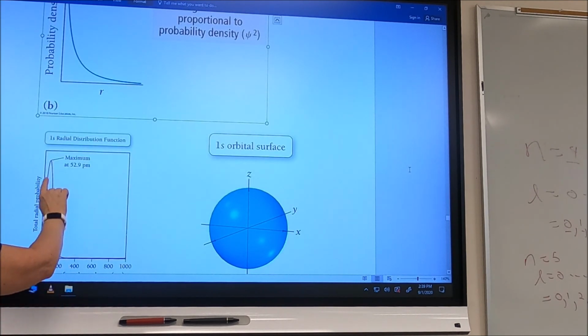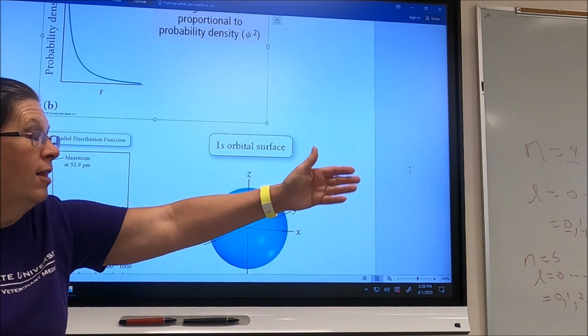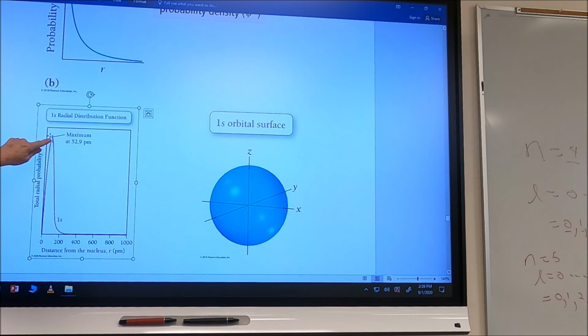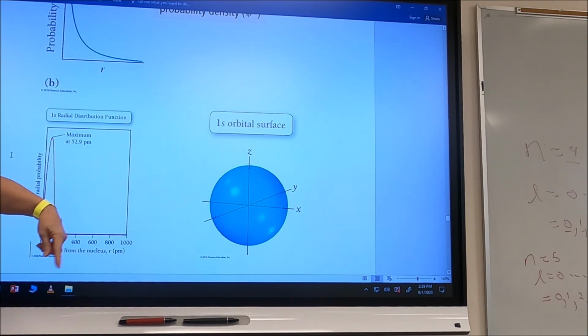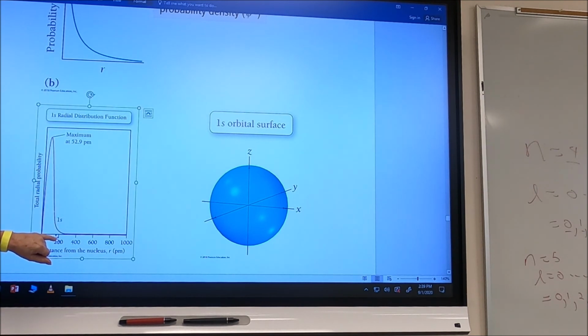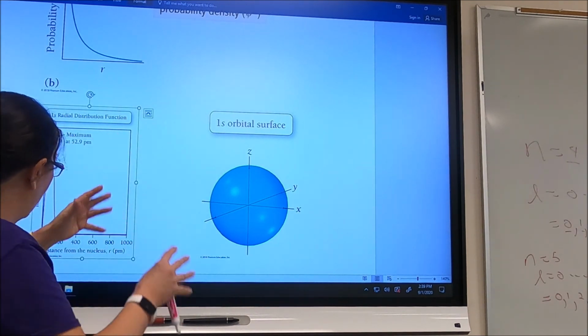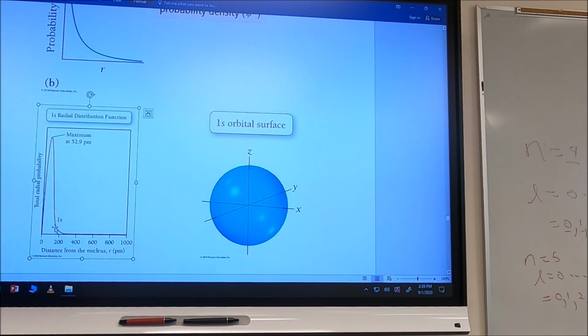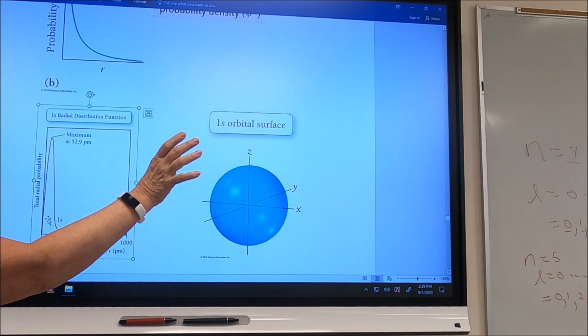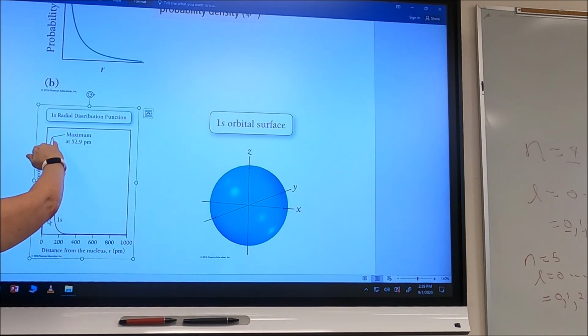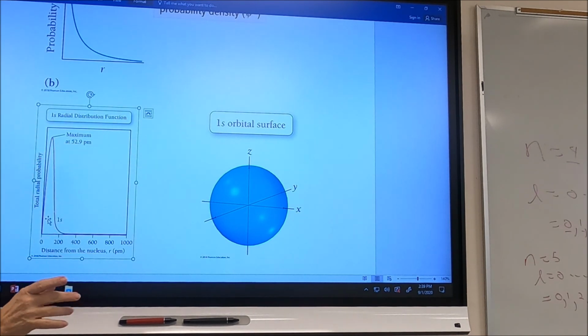Very good. In this second graph, what they've done is a radial distribution. So instead of taking a straight line out, they have given you the density at circles. So if I'm at a distance 200 picometers from the nucleus and I add up everything on the spherical surface there, that's what the probability density is. Notice that it peaks and comes down. That's the maximum probability, is at 52.9 picometers.